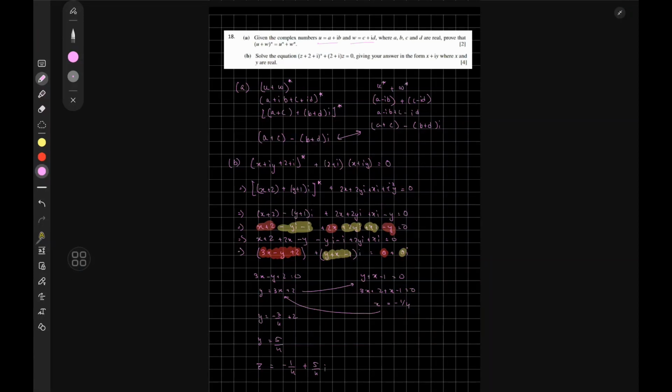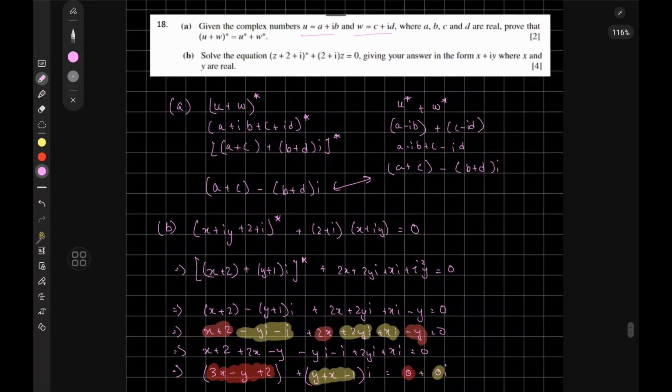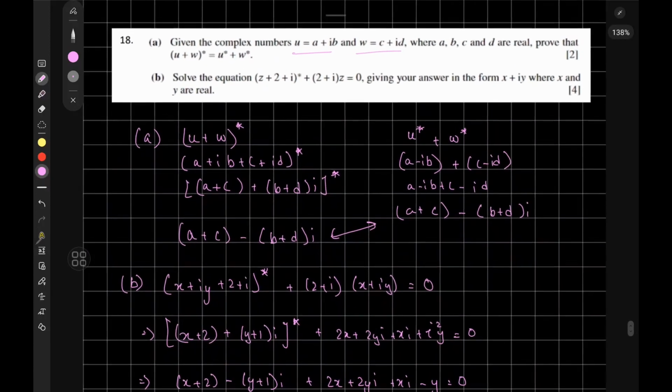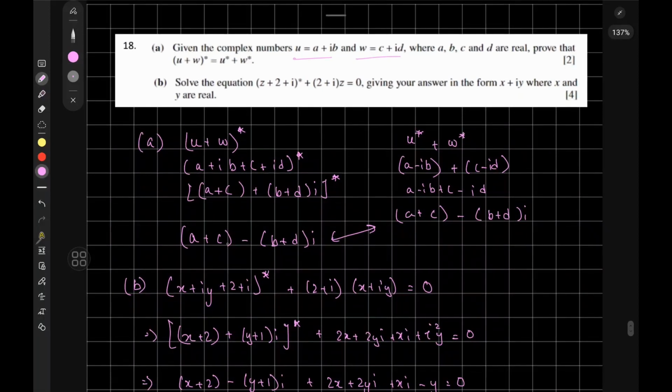Alright, question 18. What are they saying? Given the complex number u is equal to a plus ib and w is equal to c plus id, where a, b, c and d are real, prove that the conjugate of u plus w is equal to u conjugate plus w conjugate. So how do you prove this? You know u, which is a plus ib. You write a plus ib. You know w, which is c plus id.